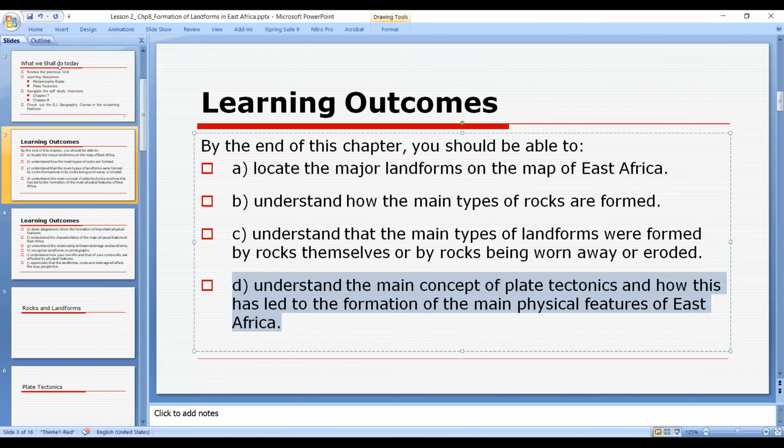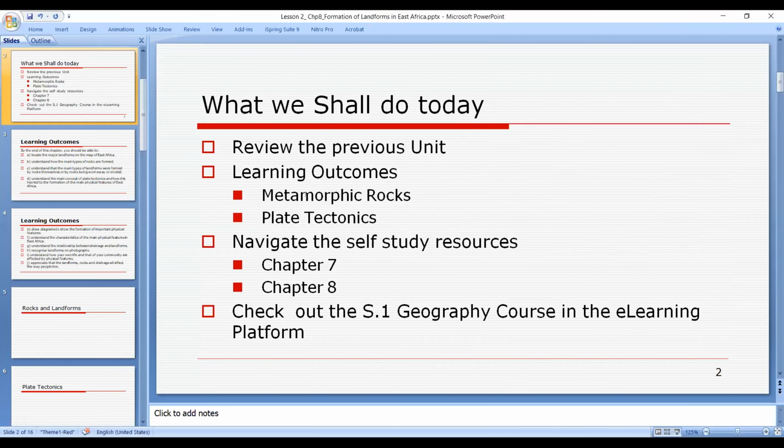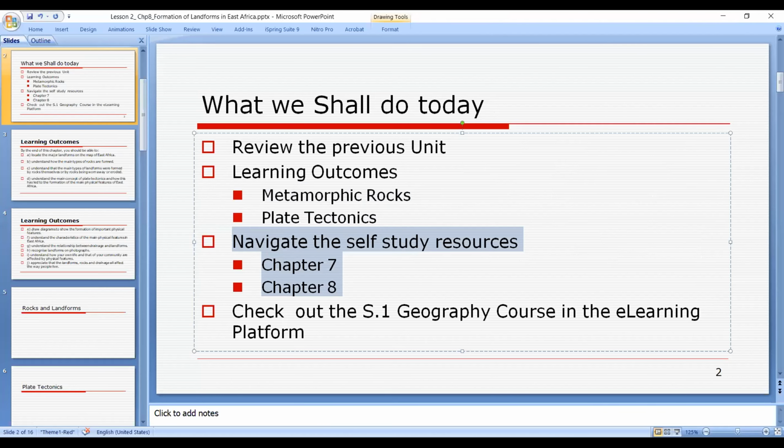We have gone through the learning outcomes. So let's now go back in our lesson. What is next after the learning outcomes? We have stressed these two areas. The next item today is for us to navigate, to move around, to see, to learn how to get the resources that we shall use for learning purposes. So I'm stopping sharing, and then we go to the platform.